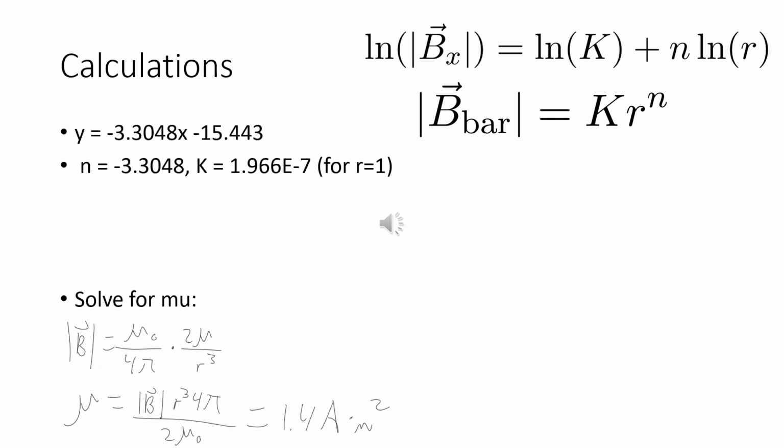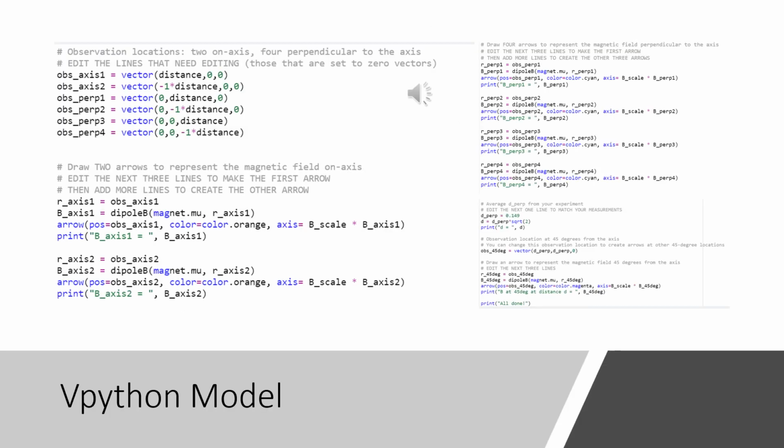So as I said before, you take your values from the graph and plug those into the ln of magnetic field of x equation, and you'll end up getting that k is equal to 1.966e-7, and obviously multiply that by 1, and that's the magnetic field of a bar. You plug all of that back into your mu equation to solve for the magnetic dipole moment, and it's 1.4 ampere meters squared.